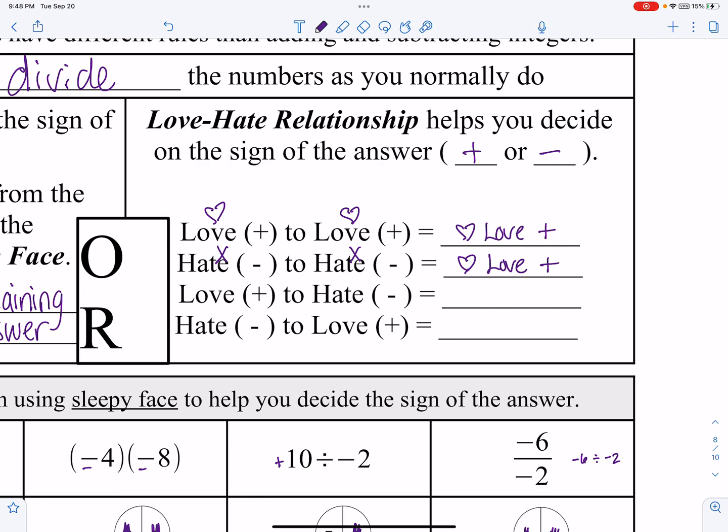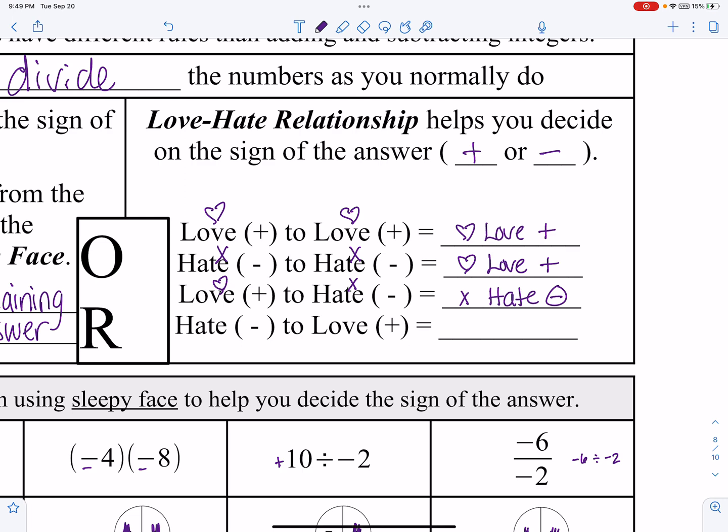All right, now we have the opposites. We already know these opposites are going to equal negative every single time. But let's go through this little trick of love-hate relationship. If you love to hate things, well, if you love hating, doesn't that mean that you hate? Okay, and so that ends up being a negative.